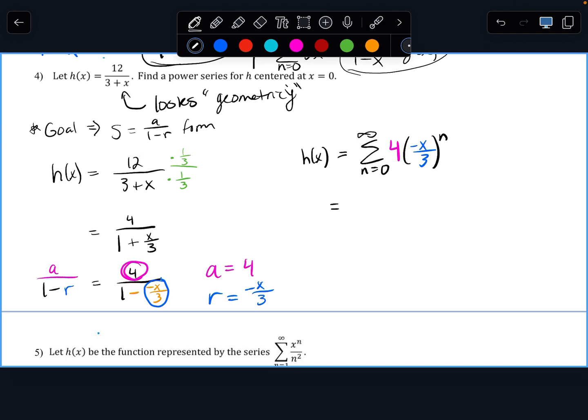And then if they told you to write out some terms, you'd plug in 0, plug in 1, plug in 2, plug in 3. So if I did write out the actual series, it would be 4. And then if I plugged in 1, it would be minus 4/3 x. And then if I plugged in 2, that would be what? 4x squared over 9, and so on. So sometimes they make you write it in this form, where they write it out with the terms. Sometimes they just have the general. So it kind of depends on what they want.